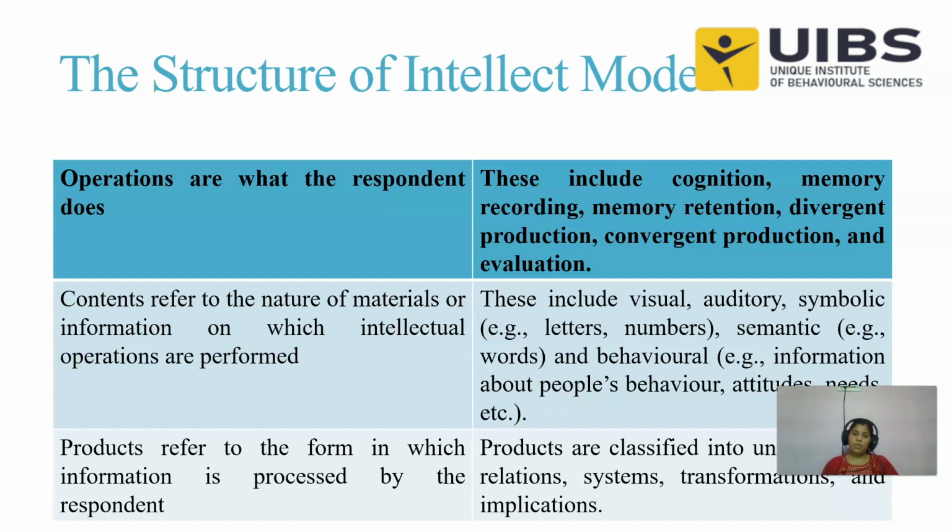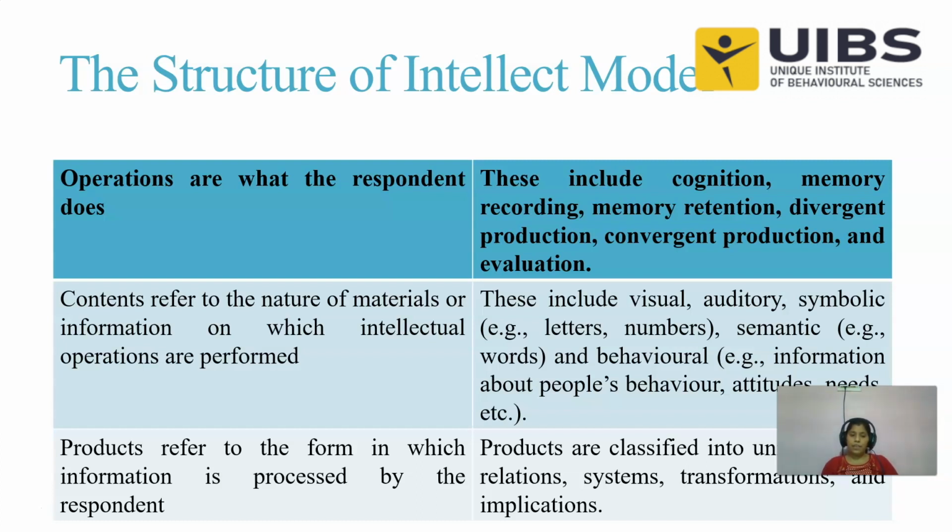Divergent production means producing different answers to a single question. Convergent production means a standard response to a standard question. And evaluation means evaluating the cognitive processes that we are using. Second factor is content. Content means the nature of materials or information on which the operation is performed. The nature of materials can be visual, auditory, or symbolic, meaning letters or numbers. It can be semantic, meaning words. It can be behavioral, meaning the information we derive from a person's behavior, attitude, and needs.